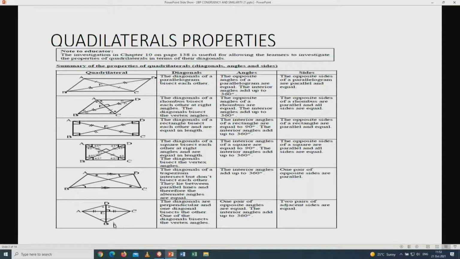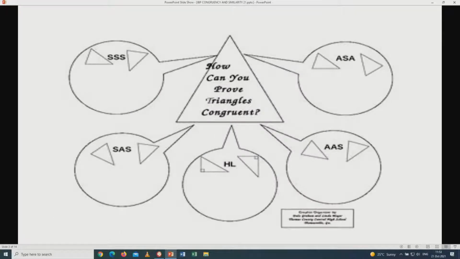And then with a kite, only the longer diagonal bisects the shorter one. And in a trapezium, they don't bisect each other. Remember again, in a rhombus and a square, the diagonals bisect those angles at the corners. So it's important to remind yourself and assist yourself to know all these properties, because you'll see when we go to congruency and similarity why we need to know this.